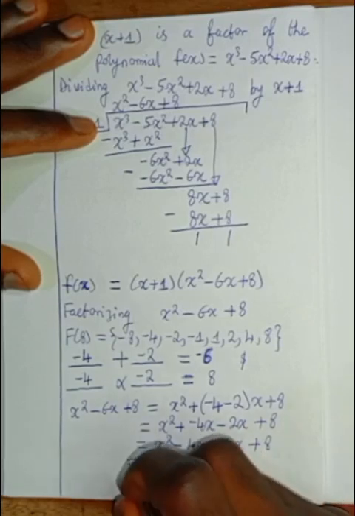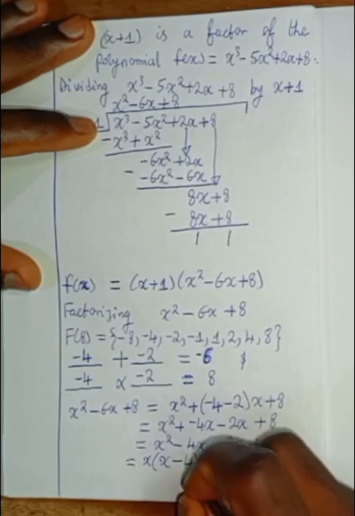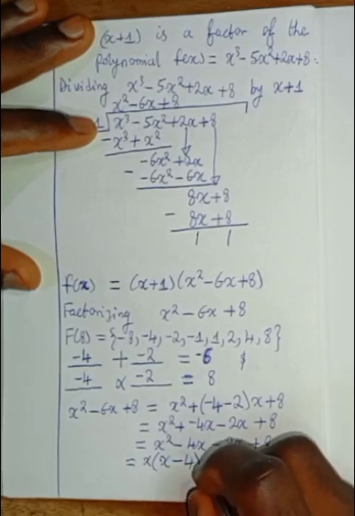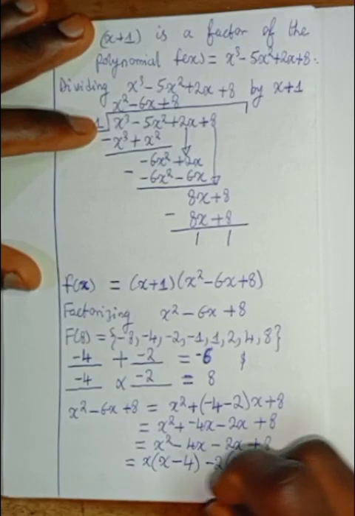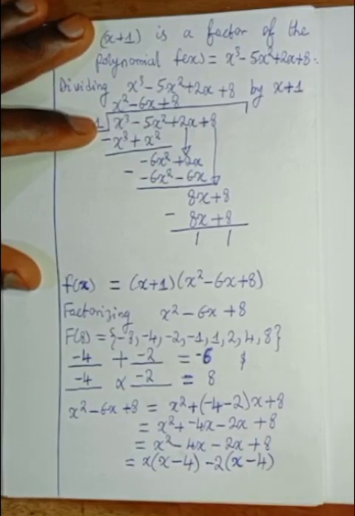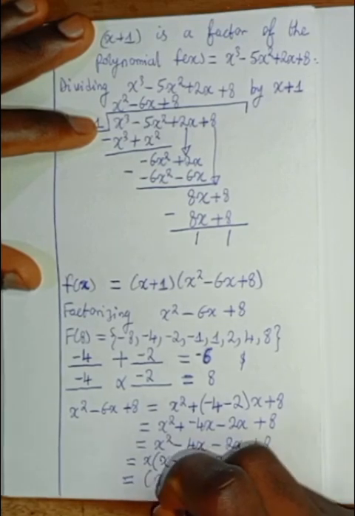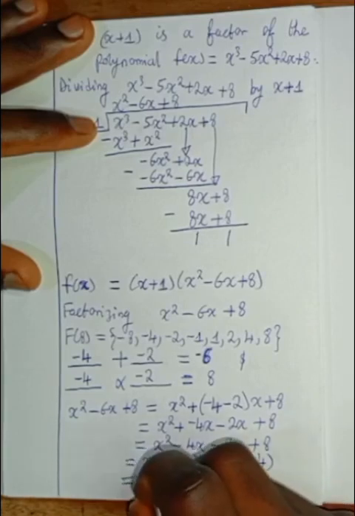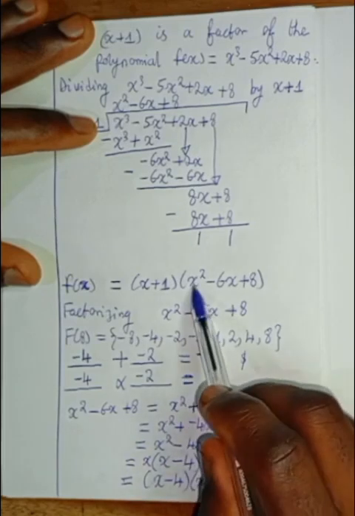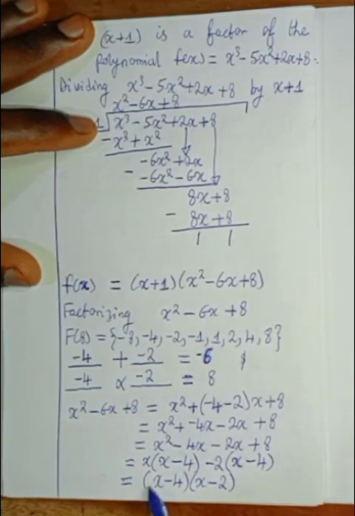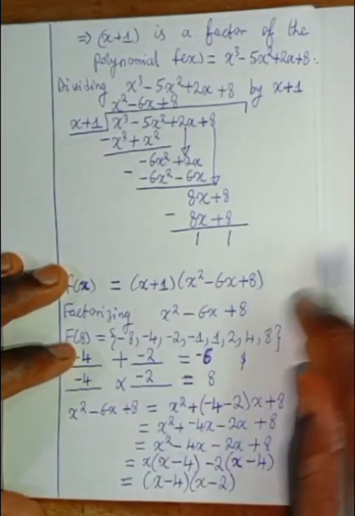The first pair, x is common. x times x gives us x squared. x times negative 4 gives us negative 4x. The second pair, negative 2 is common. Negative 2 times x gives us negative 2x. Negative 2 times negative 4 gives us 8. We have two terms, and x minus 4 is common, times x minus 2. Therefore, the factorization of x squared minus 6x plus 8 is equal to x minus 4 times x minus 2. So we are going to replace it here.